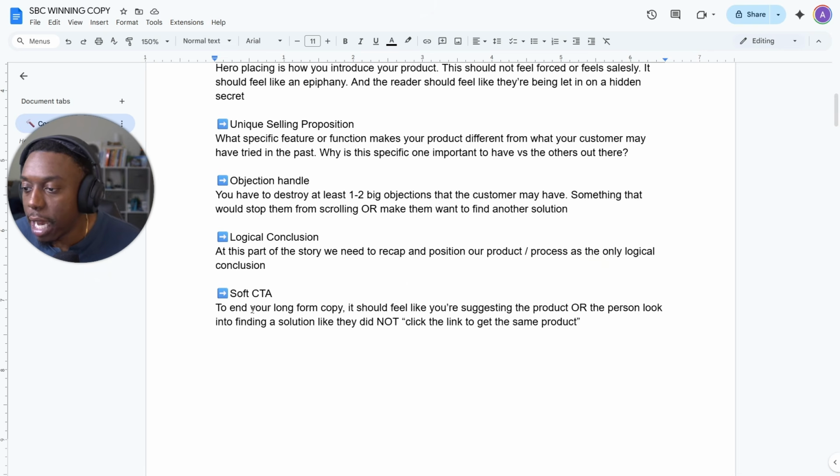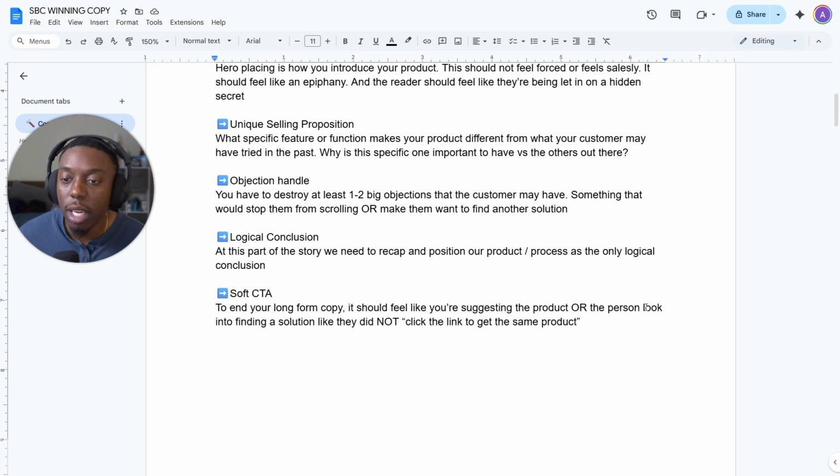And then soft CTA, soft call to action. To end your long form copy, it should feel like you're suggesting the product, or the person looking into it is finding that this is a suggestion, right? They should not feel forced. You shouldn't be like, hey, buy this product now. I mean, sometimes it can, when you're testing, you can definitely say, and I got this product on this website, they're the best, blah, blah, blah, blah. I've seen people test that and have success with that.